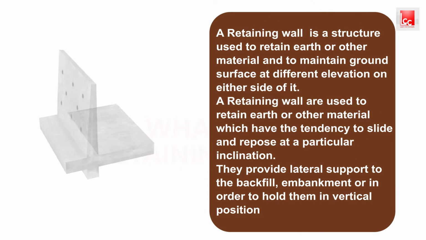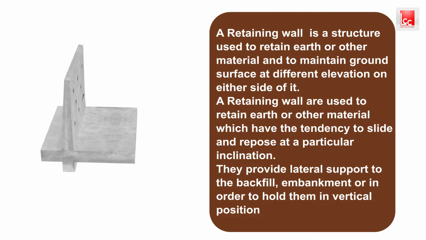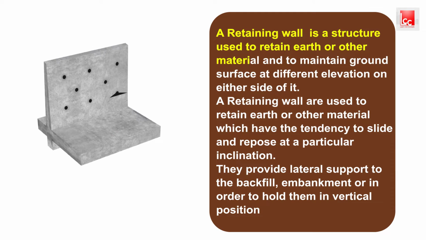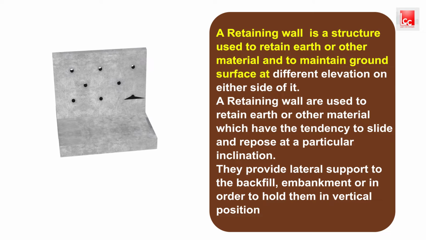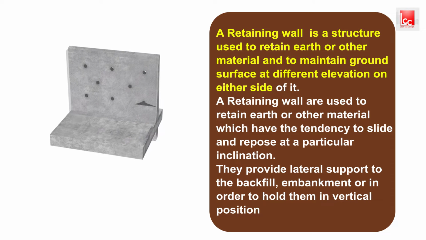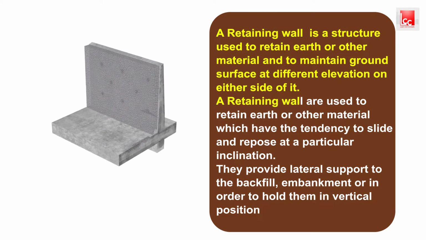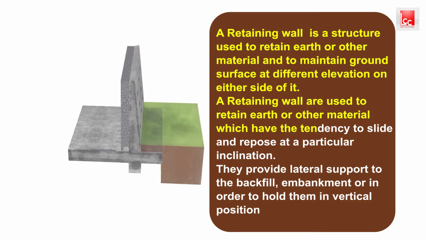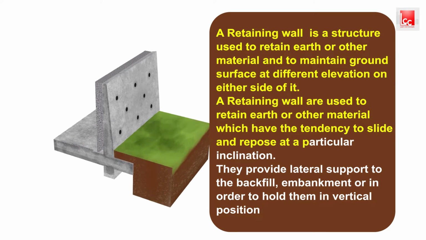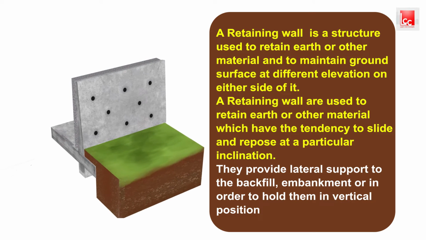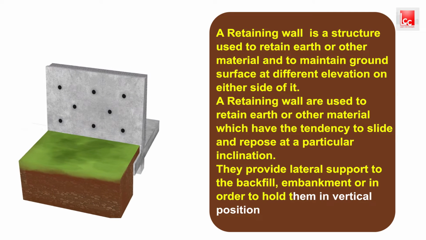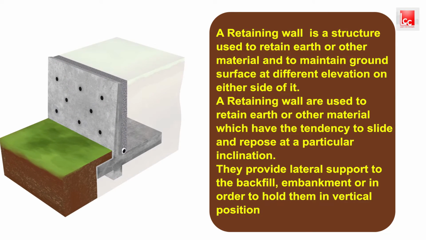First we will know what is a retaining wall. A retaining wall is a structure used to retain earth or other material and to maintain ground surface at different elevation on either side of it. A retaining wall is used to retain earth or other material which have the tendency to slide and repose at a particular inclination. They provide lateral support to the backfill, embankment in order to hold them in vertical position.